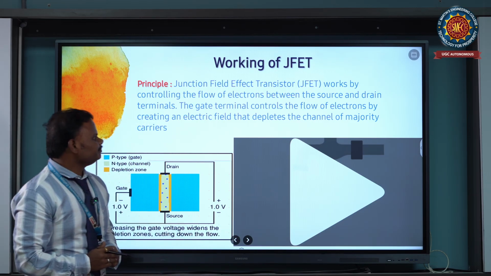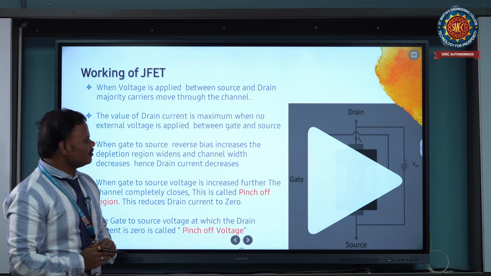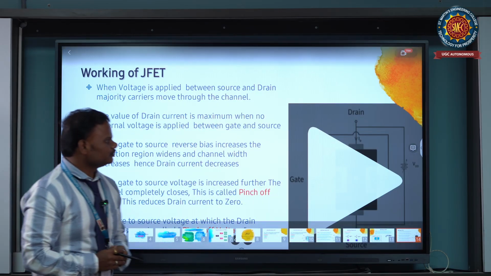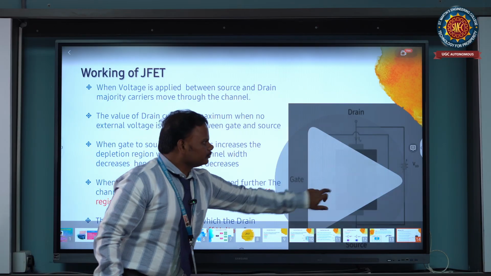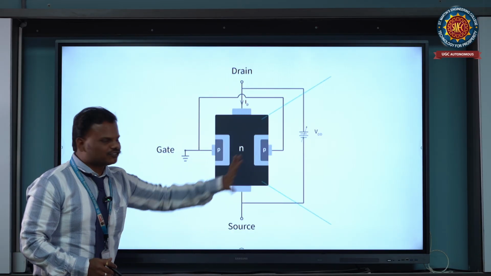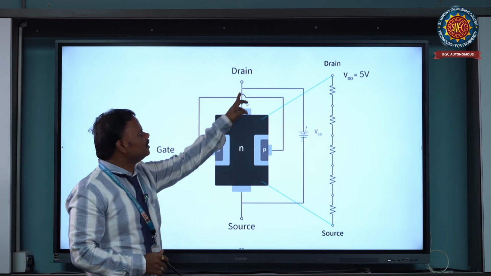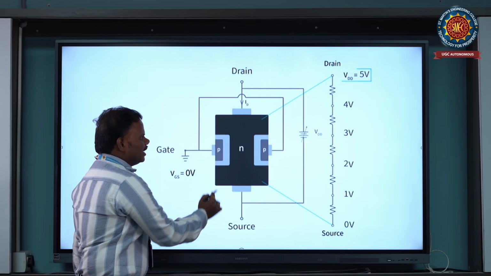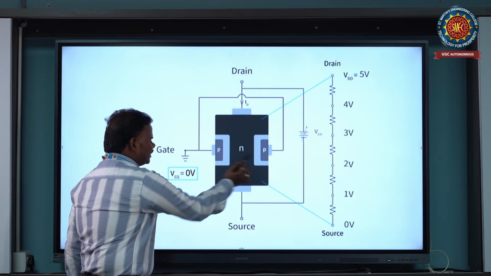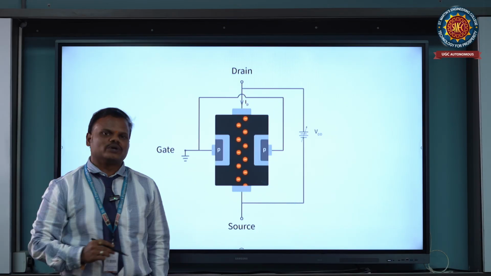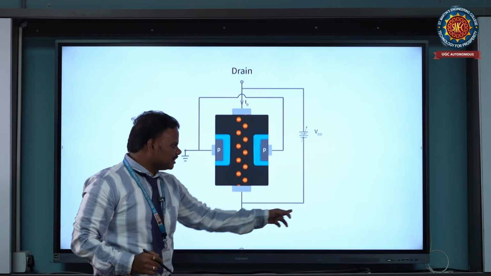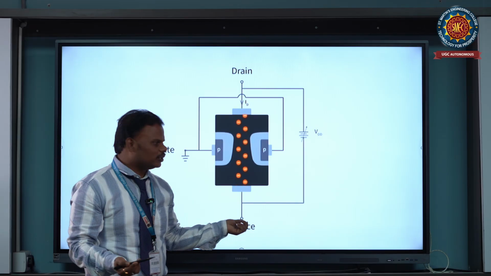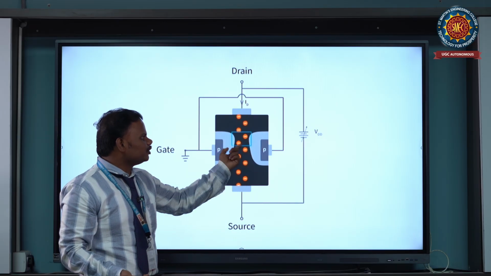So the next slide is working of JFET. Here, this is the actual biasing figure where I applied a voltage source between the drain and source. After that, we have the gate terminal, and the gate and source terminals are grounded. Initially when we apply the voltage VDD, that is VDS, between drain and source, that will cause the electrons to enter into the channel.